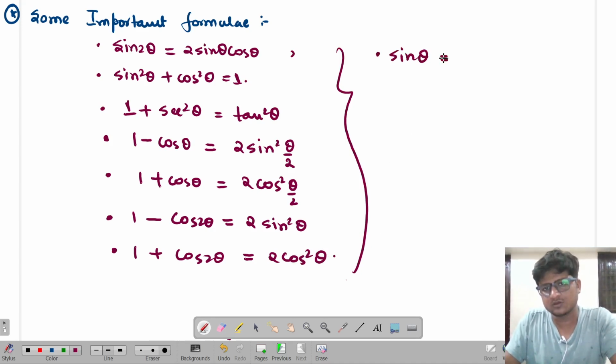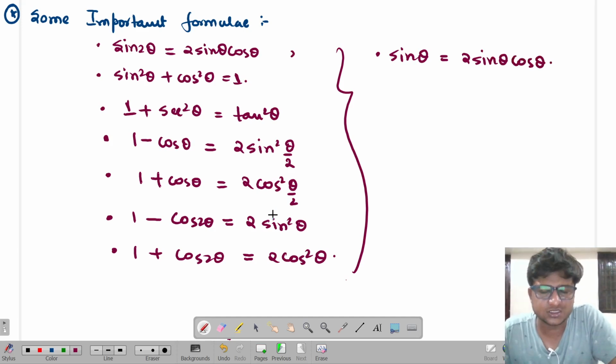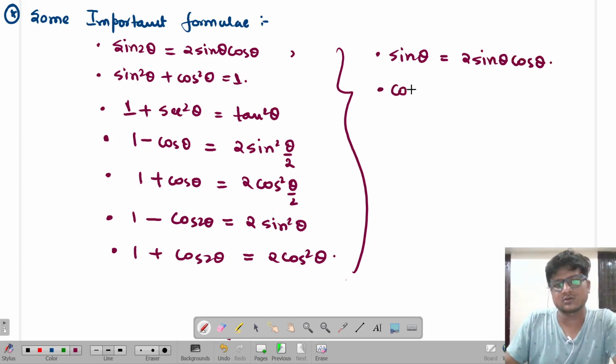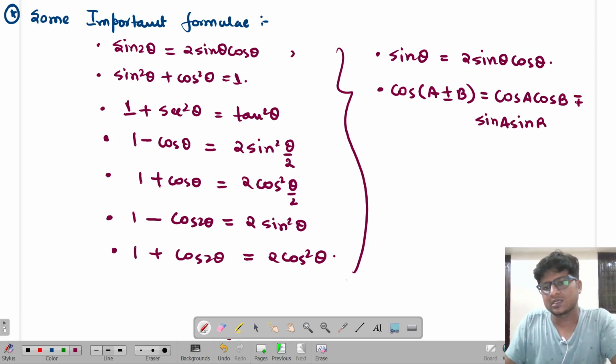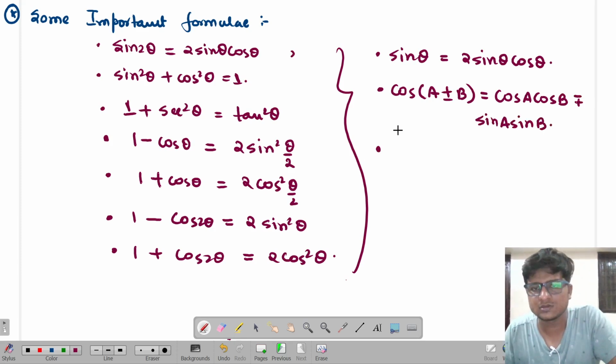That sine theta can also be written as 2 sine (theta by 2) into cos (theta by 2). Are you able to get me or not? Then cos (A plus or minus B) is written as cos A cos B, and then the sign changes, it inverts: if it is plus, then I'll get minus; if it is minus, then I'll get plus, sin A sin B. Are you able to get me or not?